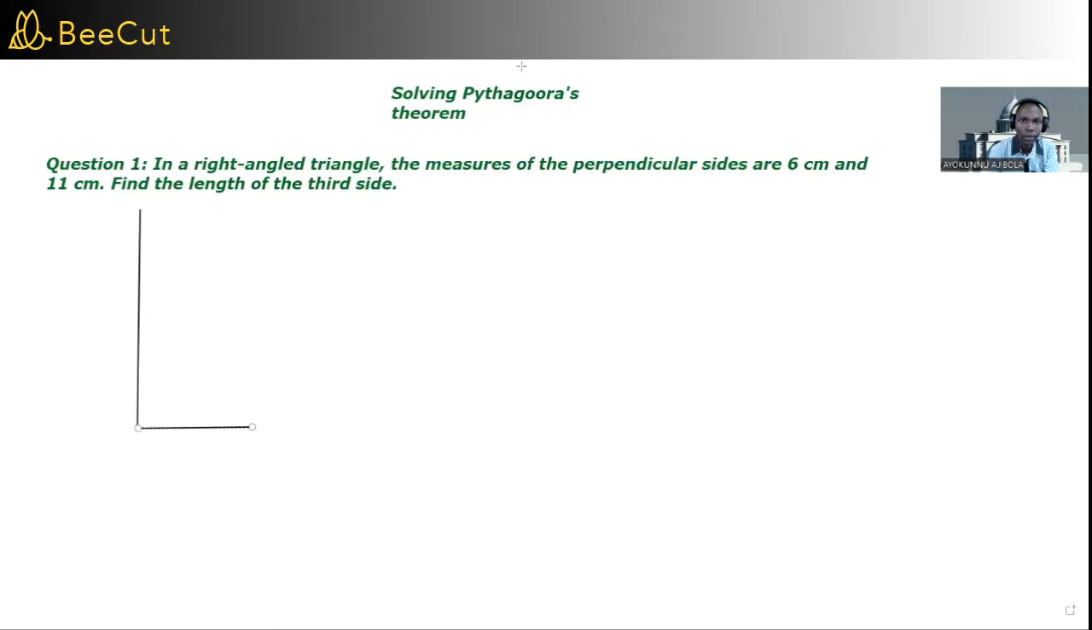Then I draw the other side of the shape. Now the sides have been given as 11 cm and 6 cm. So this long side, I can say this is 11 cm, and this other side is 6 cm. Of course, we have a right angle here. So we are looking for the other side, the longest side, which is the hypotenuse. Find the length of the third side.